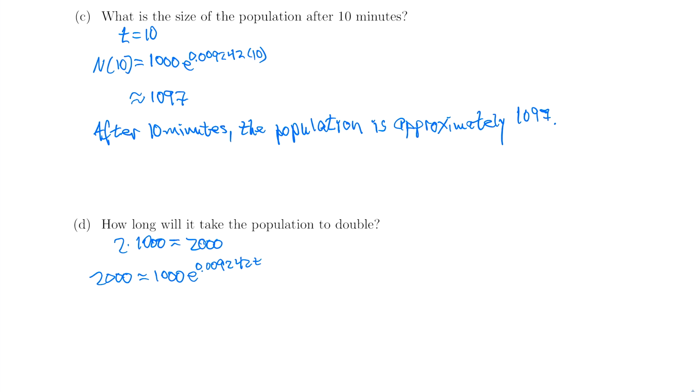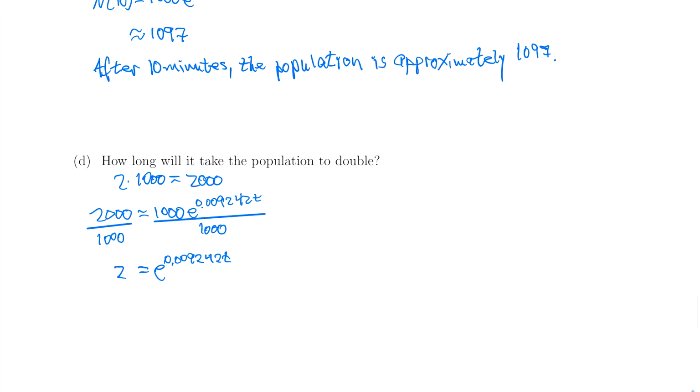So we have to solve for t, which is an exponent, so now you see why we have been doing everything we've been doing until now. In order to get to the exponent, we need logarithms. But before that, we need to have our exponential expression entirely on its own. That means we need to get rid of the 1000, so I'm going to divide both sides by 1000. And so we get 2 on the left side, and on the right side we get e to the 0.009242t.